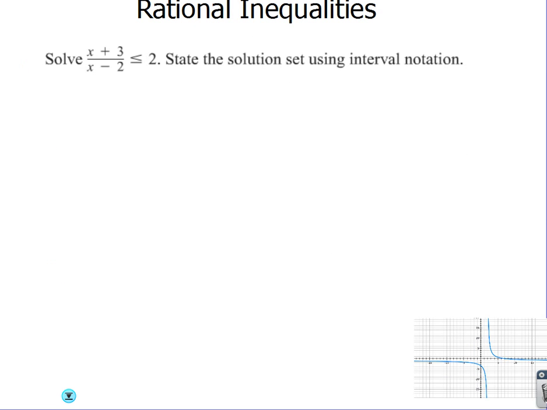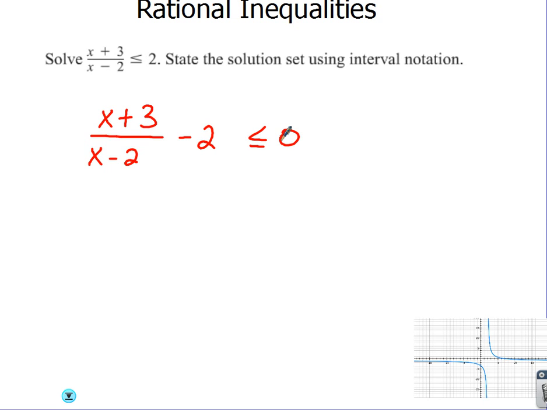Rational inequalities. My suggestion here is move everything to one side. Have it less than or equal to 0 instead of less than or equal to 2 in this situation. Let's begin by saying (x + 3)/(x - 2). Let's take our 2 that's on the other side, move it over, and write that as -2 is less than or equal to 0. Because then what you're asking, think back to what an inequality does.